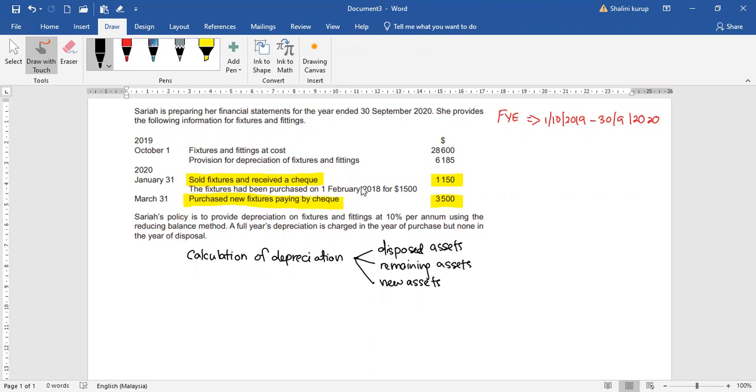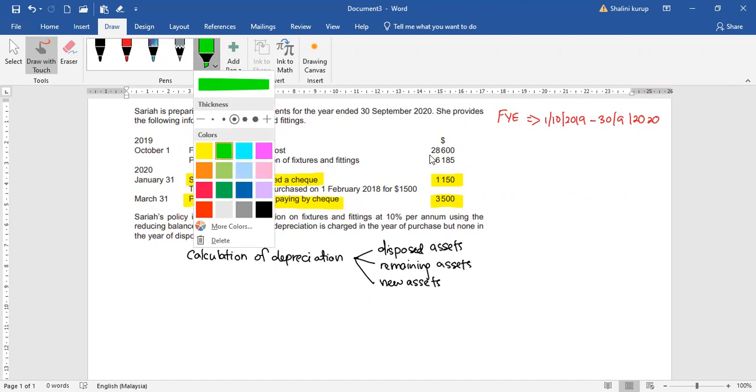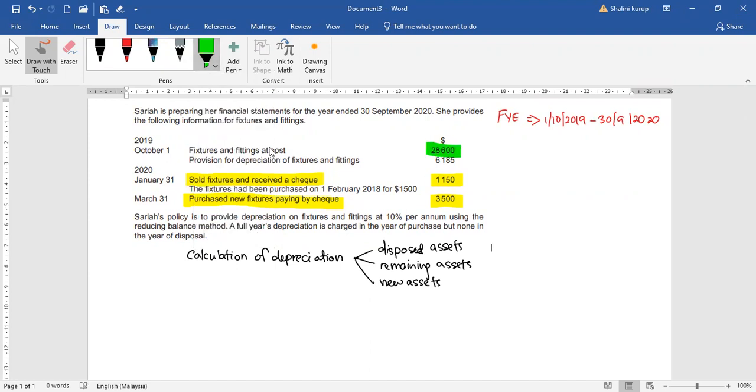All right. So now, today, the second part of it, what I'm going to teach you is actually the calculation of depreciation. I know in part one, I've explained to you what has taken place. I've already shown you this balance brought down. This is a balance brought down, the cost of it. And this is the balance brought down, which is the provision of it. So both of these are a balance BD as at 1st October 2019.